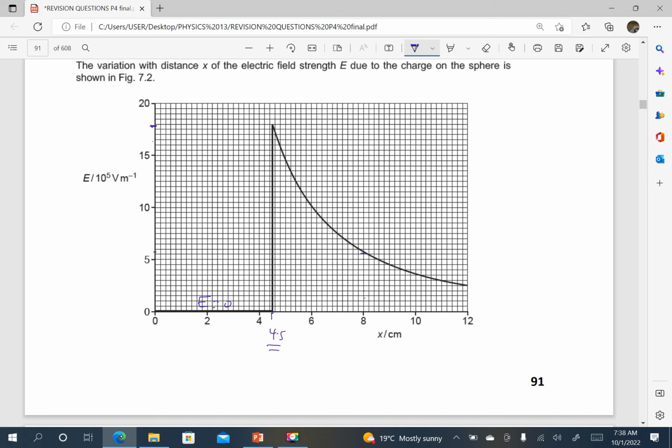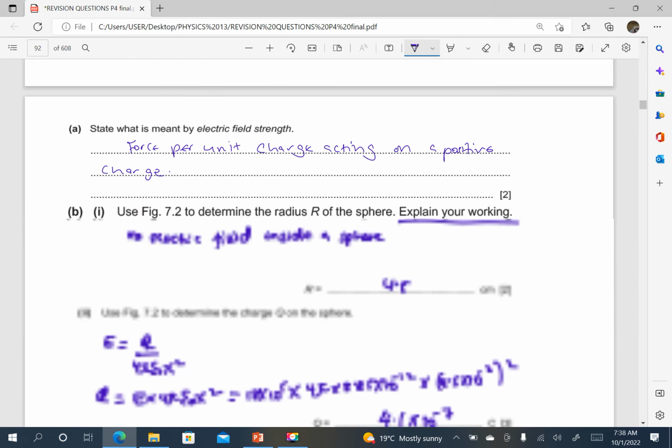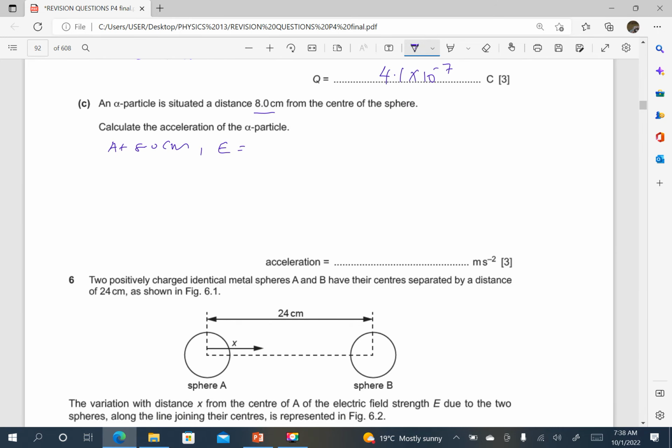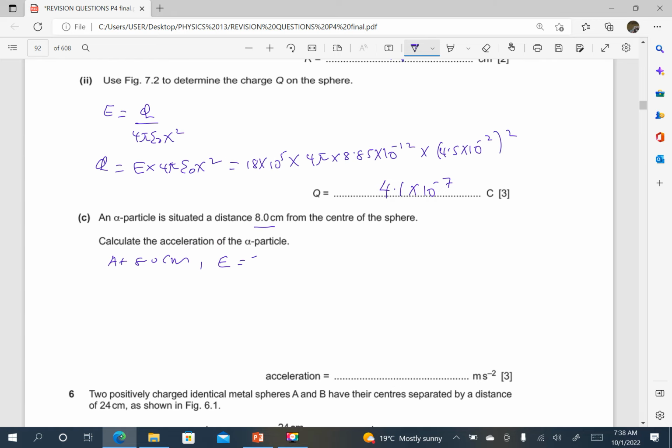1, 2, 3, 4, 5, 6, 7, 8, 9, 10, 11.5. So 11.5 times my scale 0.5. That is 5.75. So it means E is 5.75 times 10 power 5 volts per meter. That is the value of E at 8 centimeters.